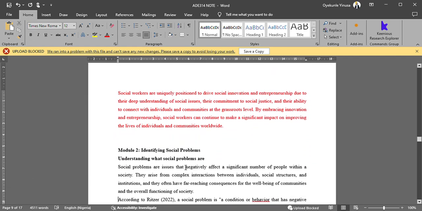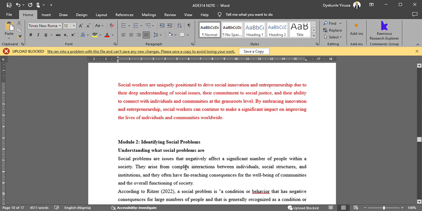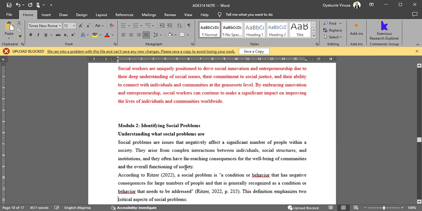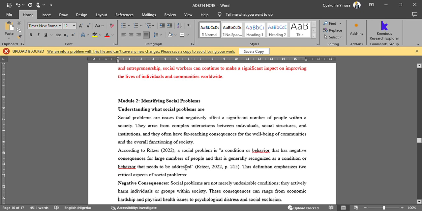Right. So we'll be looking at identifying social problems. How do we identify social problems in the community? First, you must understand what social problems connote. And here, as you can see, I said that social problems are issues that negatively affect people in the community.